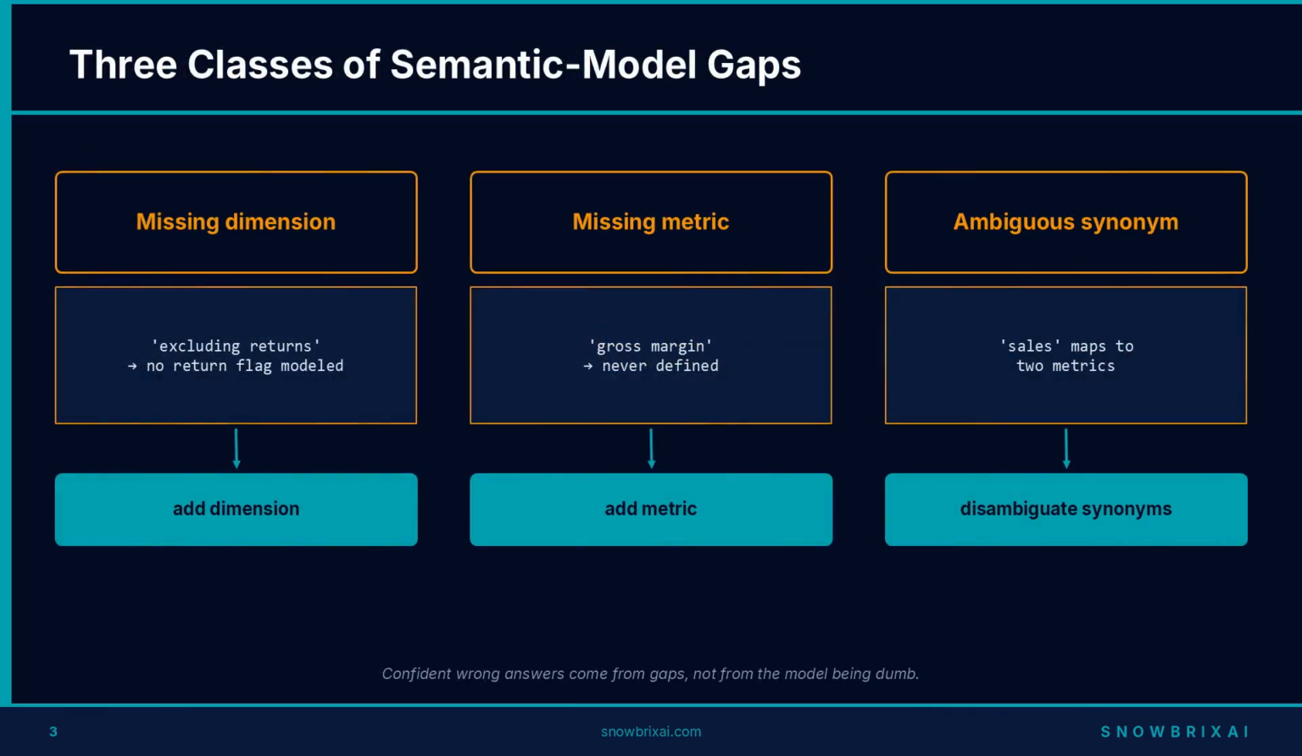So why did that happen? Confident wrong answers come from gaps, not from the model being dumb. And there are three kinds. A missing dimension: you ask to exclude returns, but no return flag is modeled. A missing metric: you ask for gross margin, but nobody ever defined it. An ambiguous synonym: the word sales maps to two metrics, so the model guesses. Each one produces a wrong-shaped answer that still looks clean, and each one has a fix. Add the dimension, add the metric, disambiguate the synonyms. Hardening just means making every gap visible and easy to close.